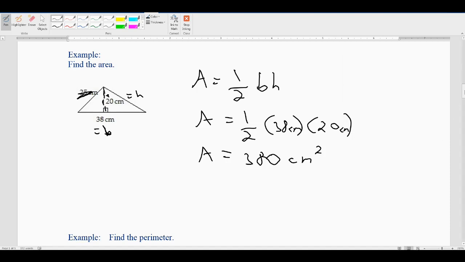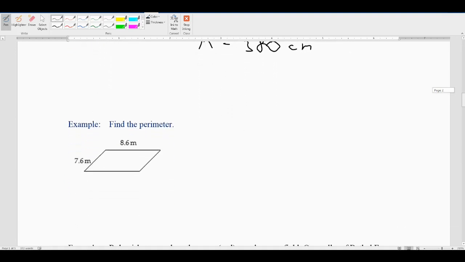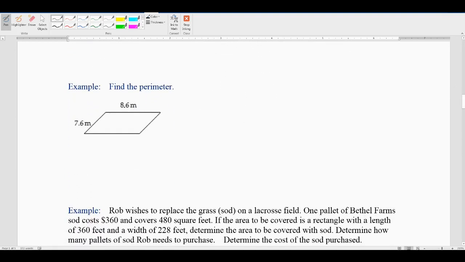Perimeter. I don't care what the shape of this is. Even though it's a parallelogram, I know that if 8.6 meters is the length of this side, then this side is also 8.6 meters. Let me erase that. It looks kind of strange.